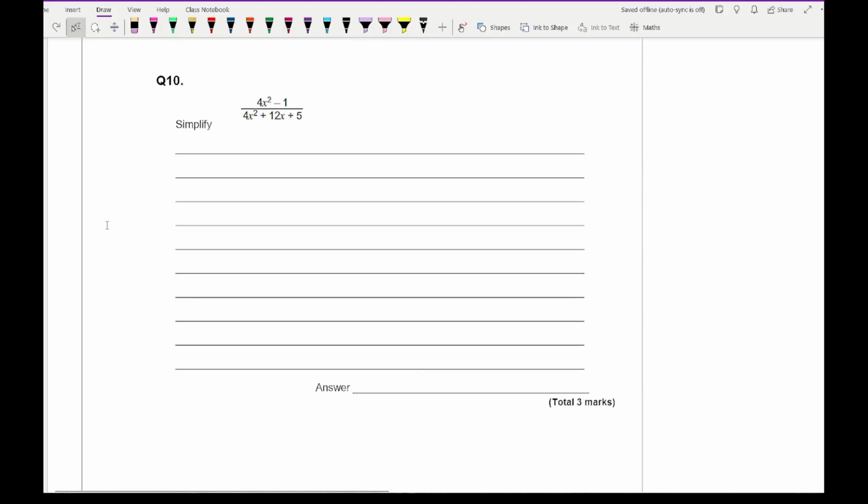Then moving on to question 10, it says simplify 4x squared minus 1 over 4x squared plus 12x plus 5. So again, what we need to do is recognize that the top line is a difference of two squares. So that's going to become 2x, 2x, and then we've got a 1 and a 1, one's a plus, one's a minus. Now the bottom, again, we just need to factorize this.